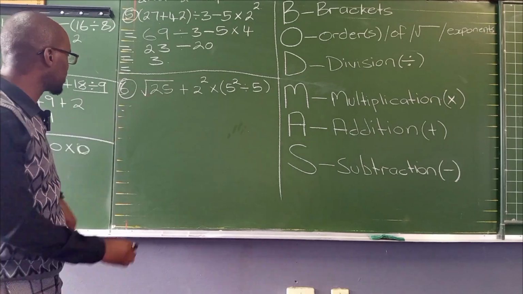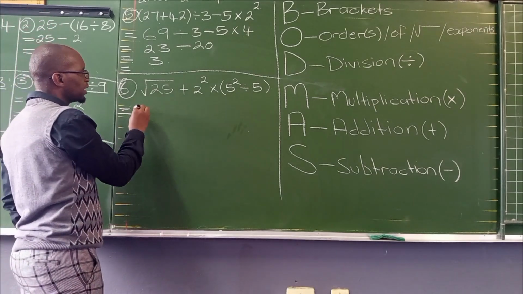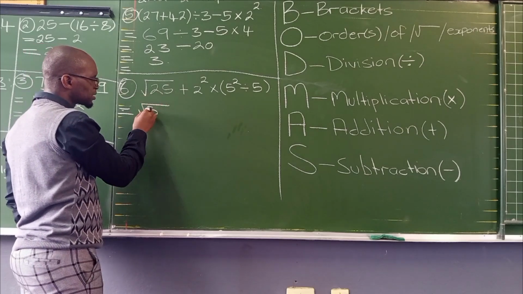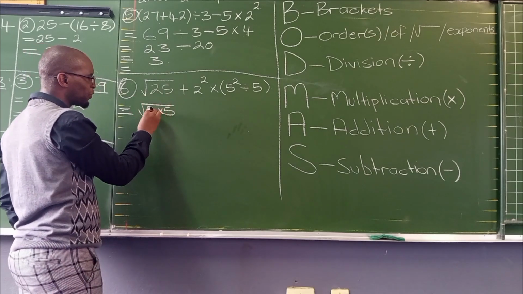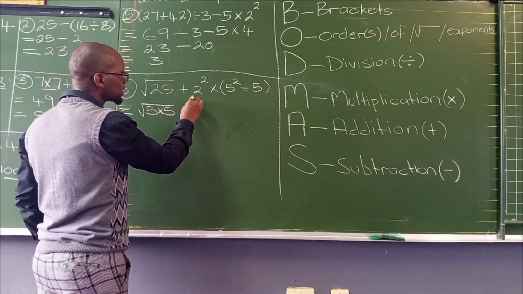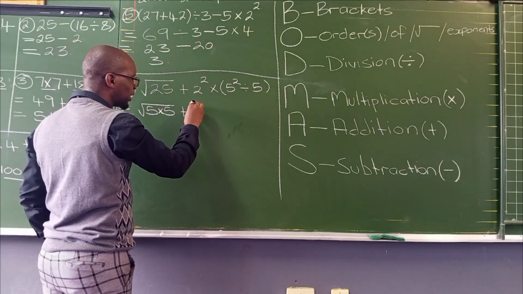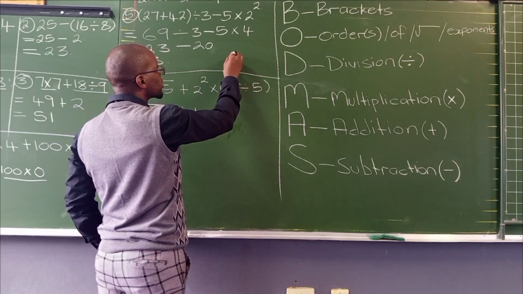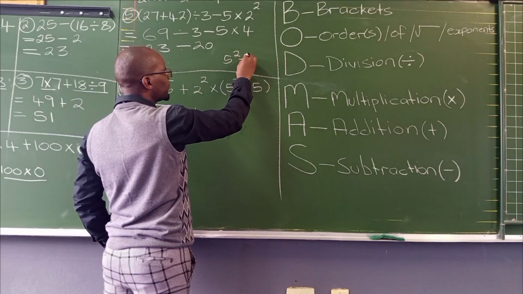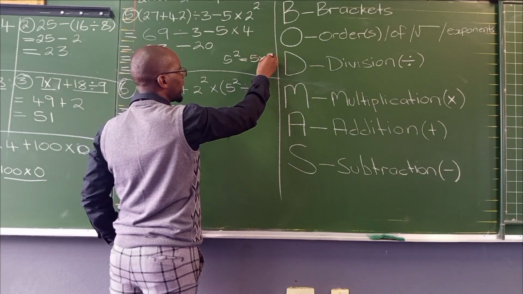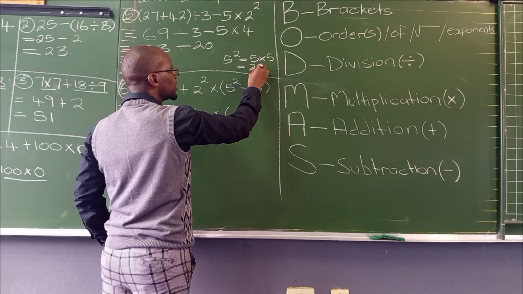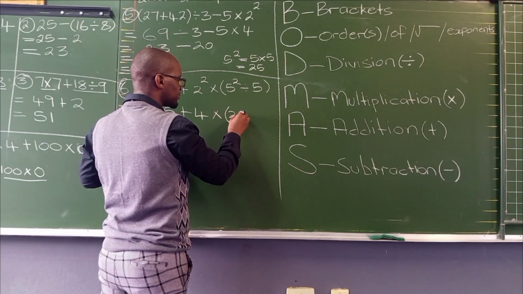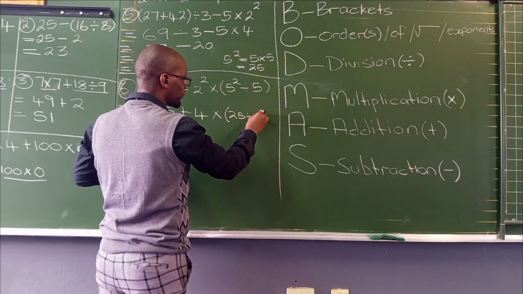Right, in the next one, I have my square root sign. Right, the square root of 25 is 5 times 5, so 5 times 5 gives you 25, plus, as we've already seen over there, 2 squared gives you 4, multiplied by whatever is in the bracket. So 5 squared, or 5 to the power of 2, is 5 times 5, which is basically 25. So over here, we are having 25 divided by 5.